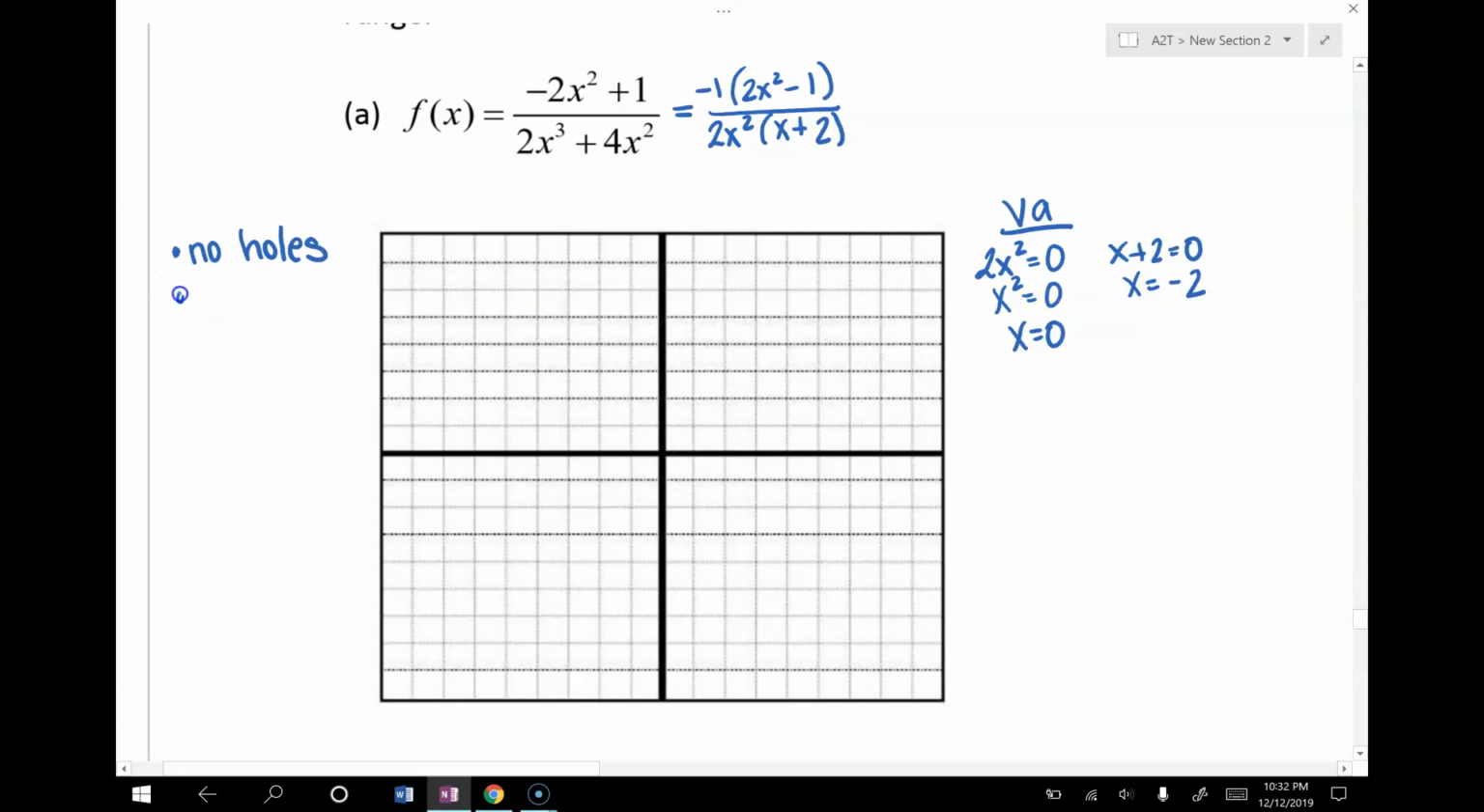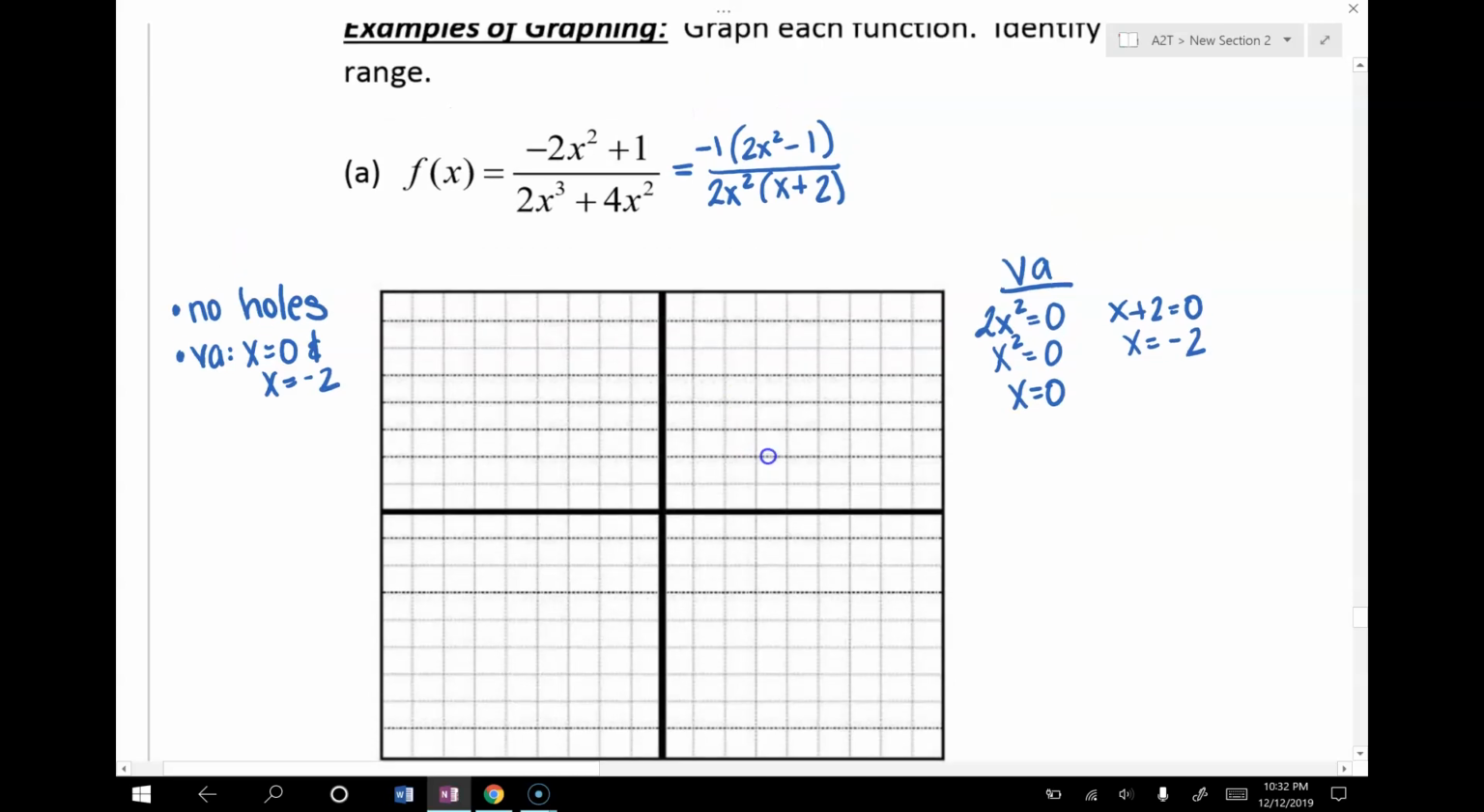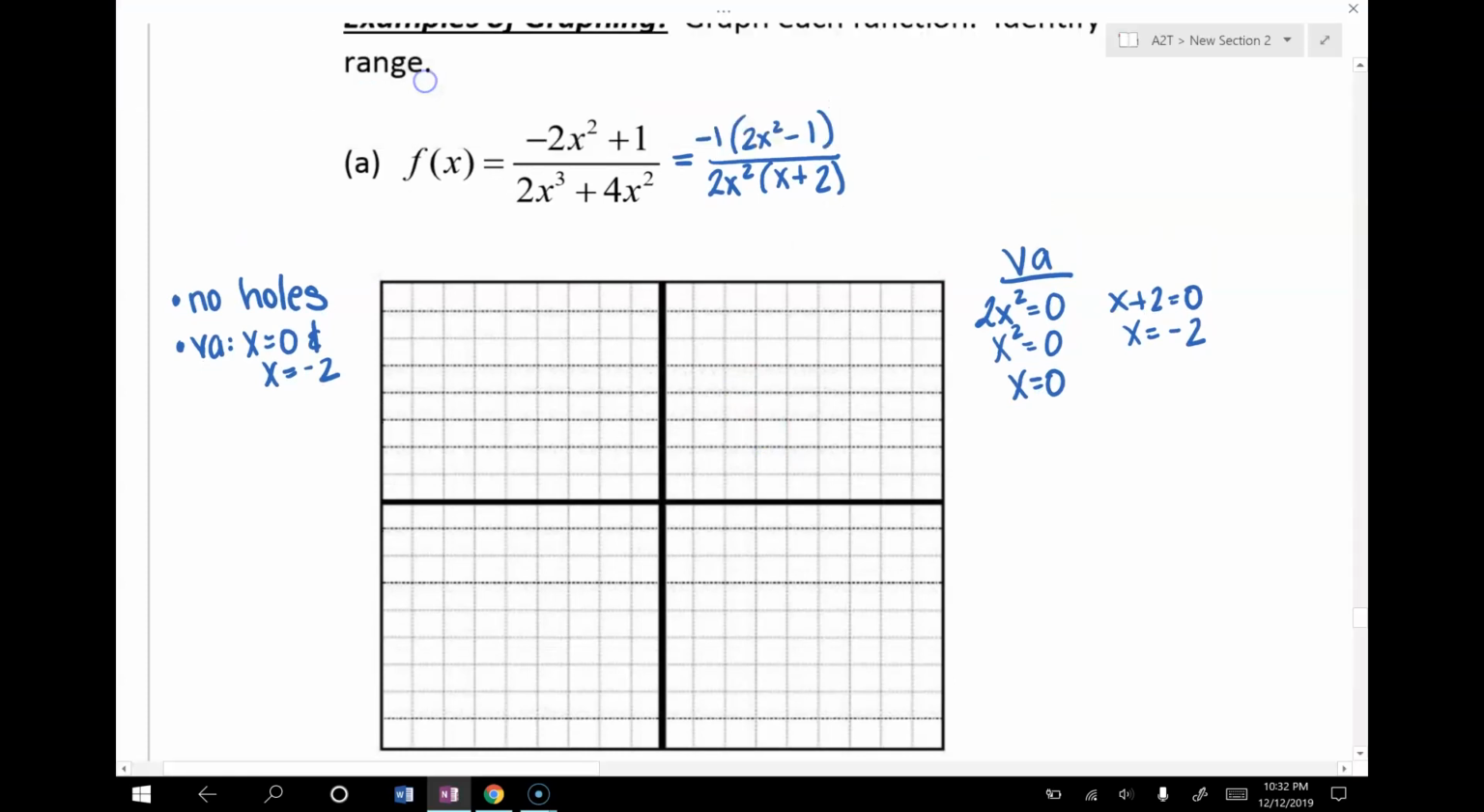So like I mentioned in class, I like to put my characteristics in one area because there's a lot going on. And I don't want to have to search through my work to find my vertical asymptotes and my horizontal and so forth. That's a strategy that works for me. If it works for you, great. If you find something else that works for you, awesome. Just find a system to where you can find your characteristics quickly and easily.